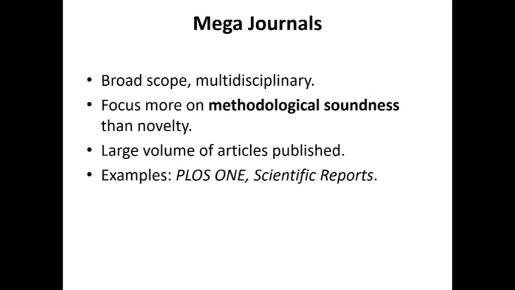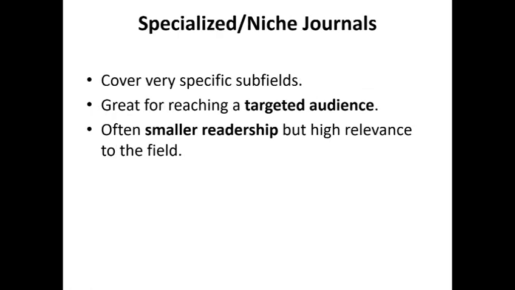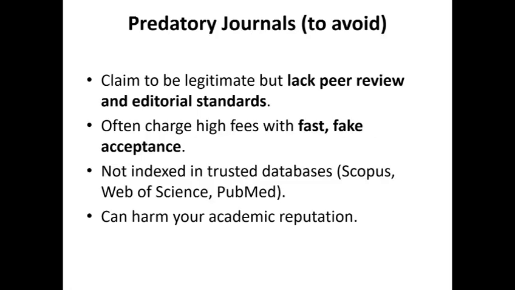So mega journals are there with broad scopes, judging on methodological soundness rather than novelty. Scientific Reports, which you may have heard of, comes under mega journals. A large volume of articles is published in these. Then niche journals are there, taking any specific field, and they have a targeted audience, a small readership only, but high relevance to the field.